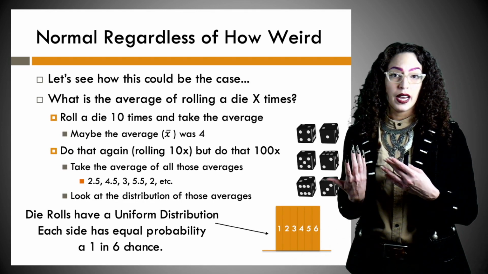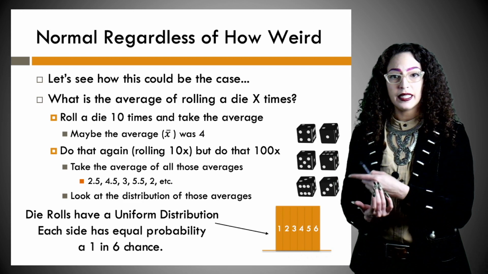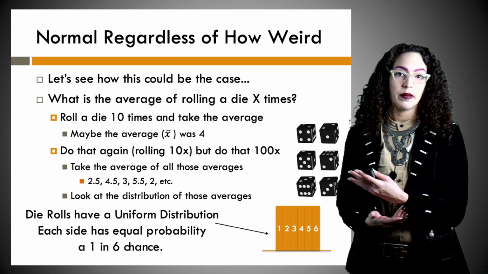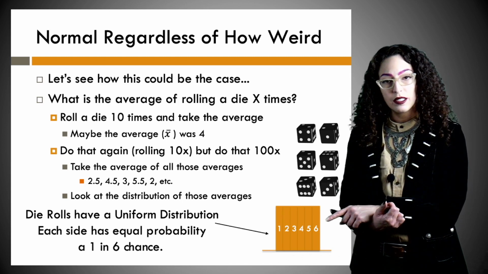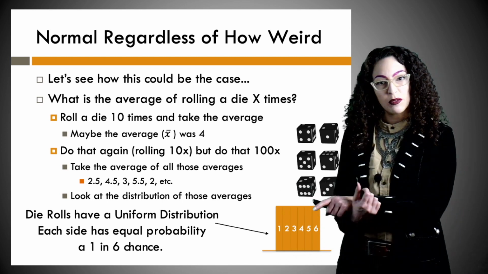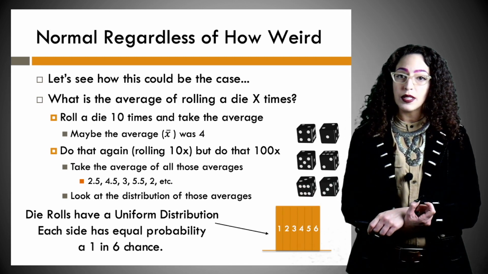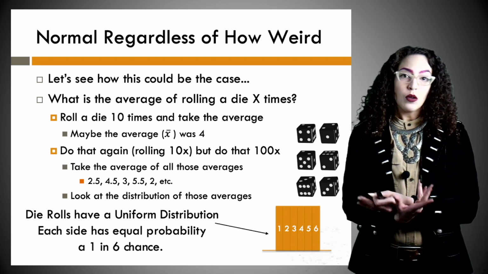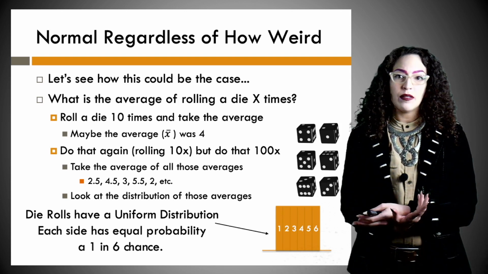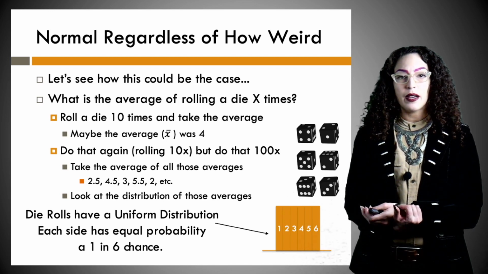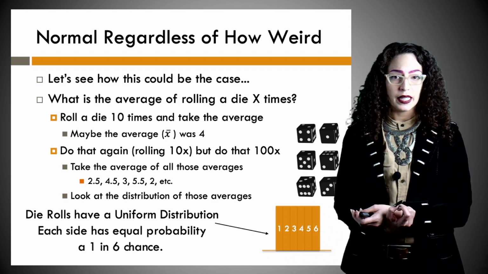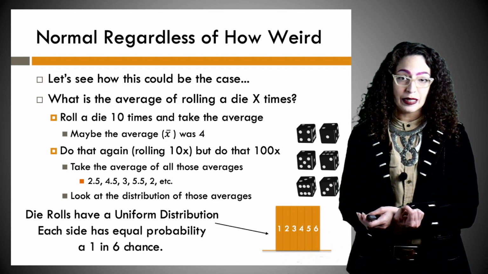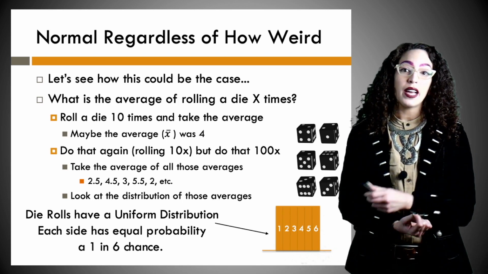Let's start with rolling a die. First off, a die has a uniform distribution. Each side, 1 through 6, has equal probability of coming up, a 1 in 6 chance. So the distribution of a die is uniform. Remember that kind of rectangular shape. So let's say that you roll a die 10 times. You get a 1, a 6, a 4, a 3, a 5 again. You take the average of all those and you get an average of, let's say, 4. Now do it again. Roll the die 10 more times and take the average. 2.5, 4.5, etc. Now do that 100 times and take the average of all those averages.